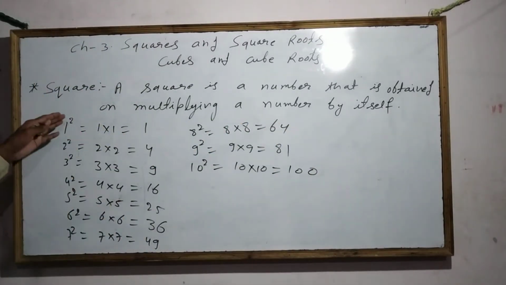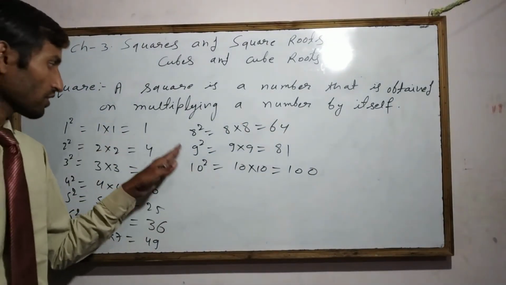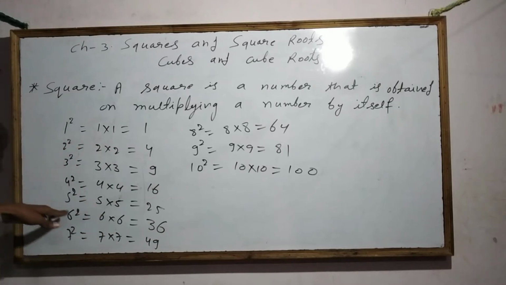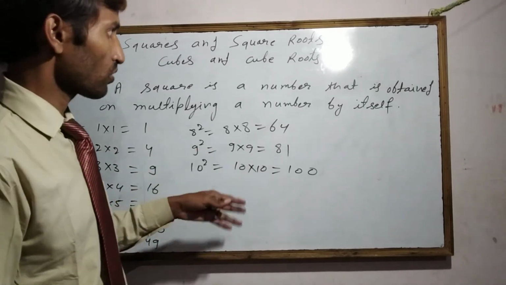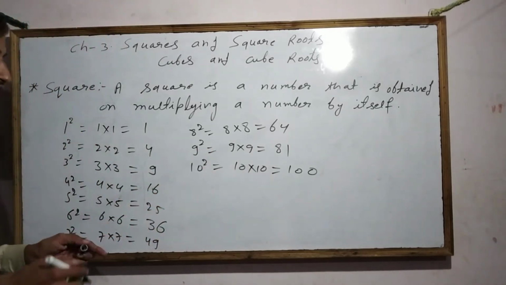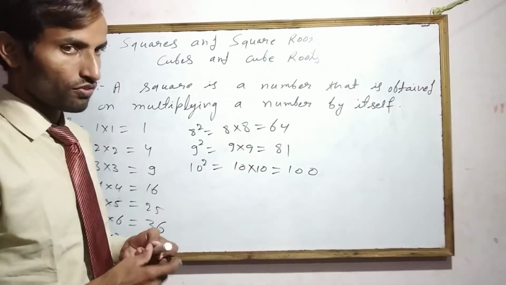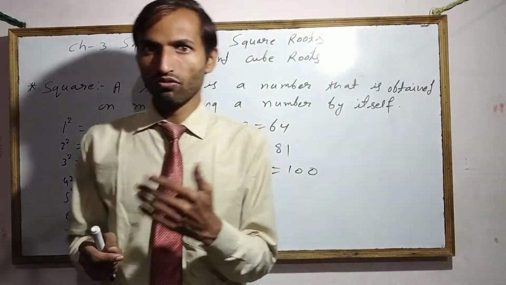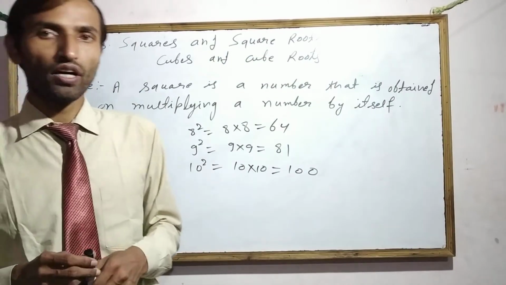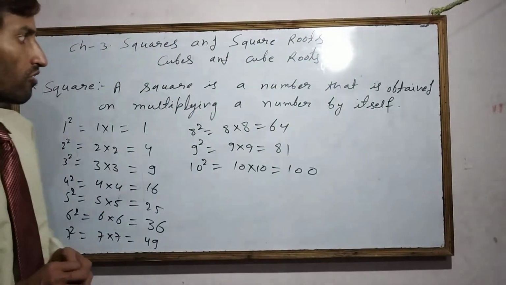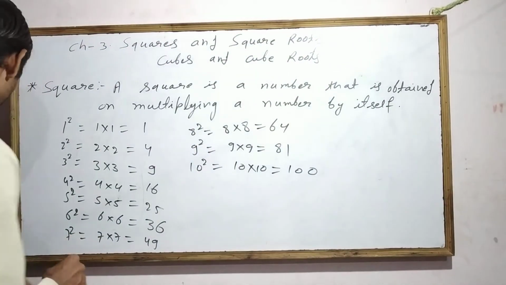I have explained the square numbers from 1 to 10. We can find squares like this for any other 2-digit or 3-digit number, just by multiplying the number by itself. If any number is multiplied 2 times by itself, that is called a square number.